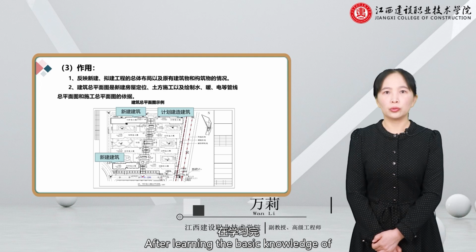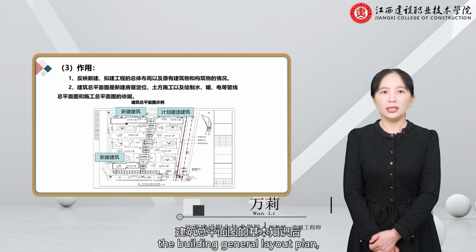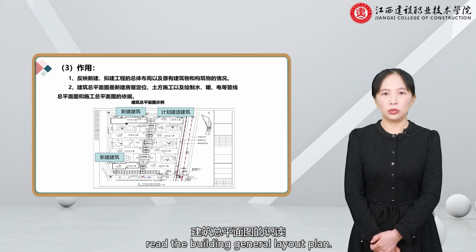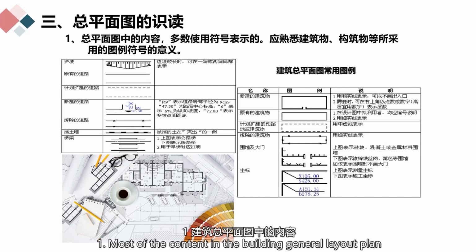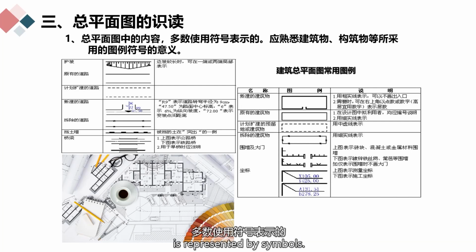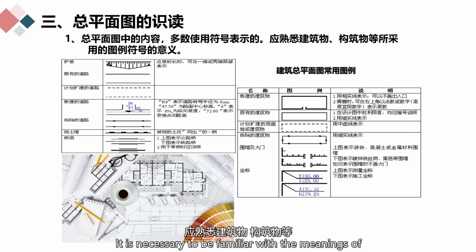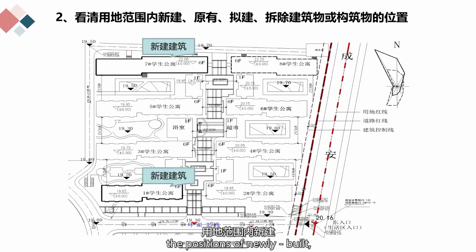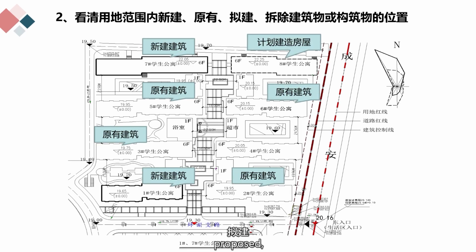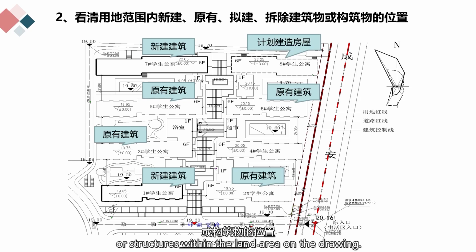After learning the basic knowledge of the Building General Layout Plan, we begin to learn how to read it. Third, reading the General Layout Plan. First, most of the content in the Building General Layout Plan is represented by symbols. It is necessary to be familiar with the meanings of the graphic symbols used for buildings, structures, etc. Second, see clearly the positions of newly built, existing, proposed, and demolished buildings or structures within the land area on the drawing.